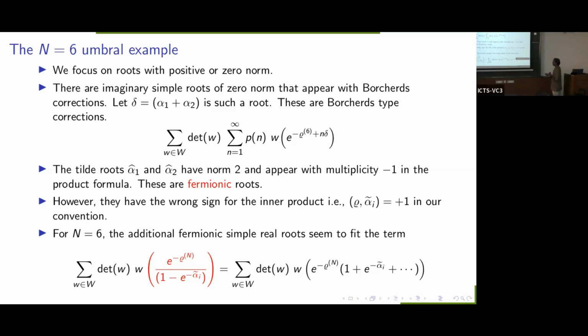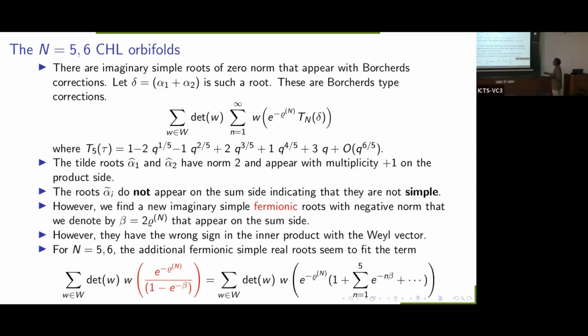Okay. So the fermionic roots seem to fit this pattern where you put 1 by e power minus alpha theta. Remember, these are positive norm and they are fermionic. Of course, we didn't check to very, very high order. I think we did one more term, but this is it. So this is not a deep check, but it is fitting this pattern.